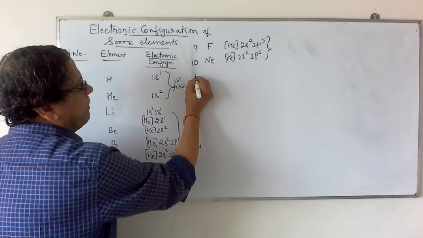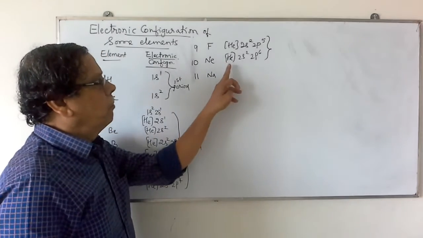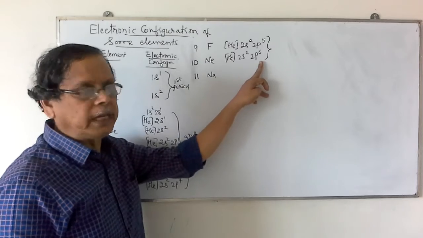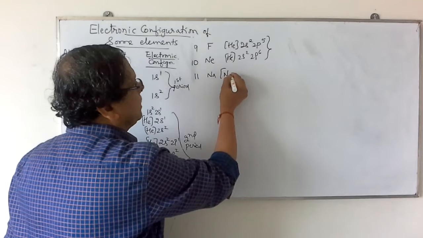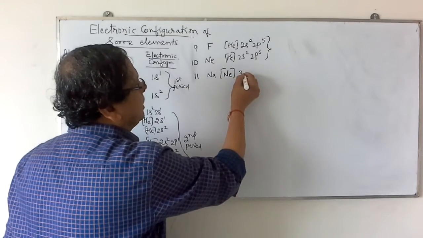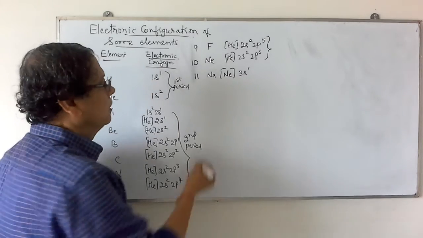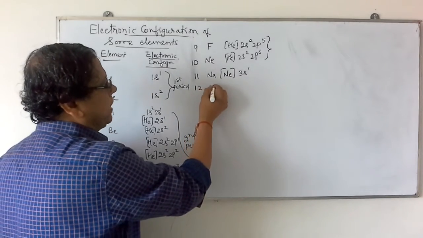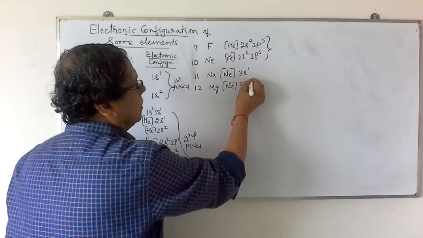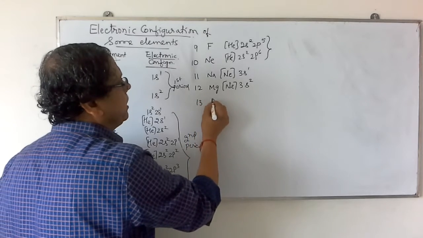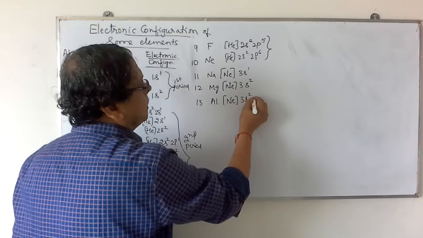Then when you go to atomic number 11, it is sodium. For sodium, 1s2 2s2 2p6, up to 10 electrons, we can write as neon. We can write this as [Ne] 3s1. Just see, the third orbit starts getting the electron. Atomic number 12 is magnesium, same neon, 3s2. Atomic number 13, aluminium, [Ne] 3s2 3p1.